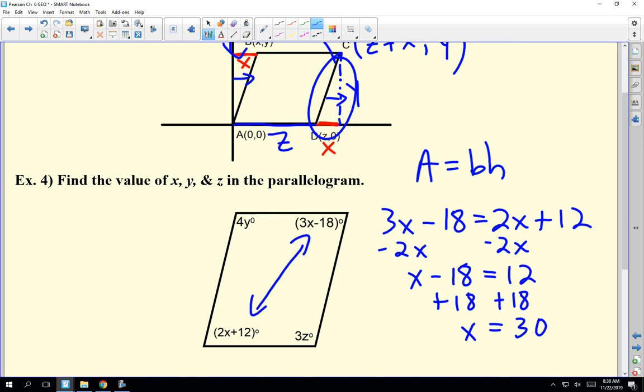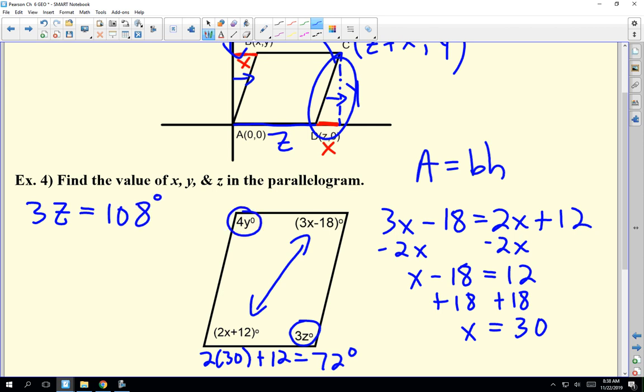So I'm probably going to need to find this angle here. So it's 2 times 30 plus 12, which gives me an angle measurement of 72 degrees, which tells me that 3z has to equal 108. It's 180 minus 72. And it also tells me that 4y equals 108 as well. So that's how I get the other two variables.